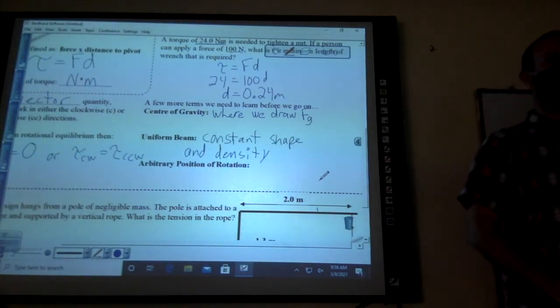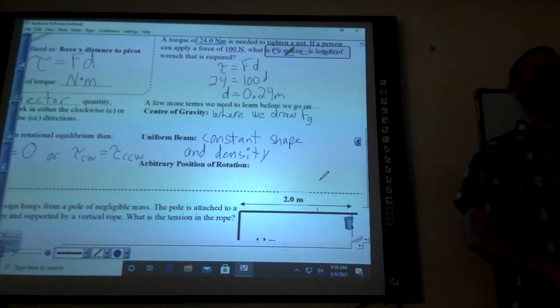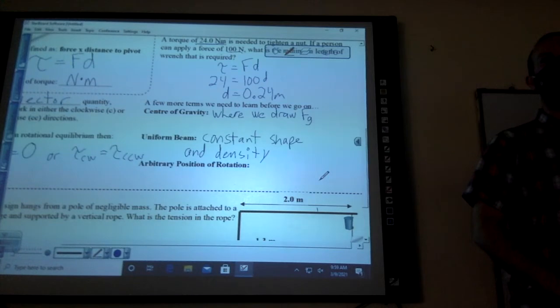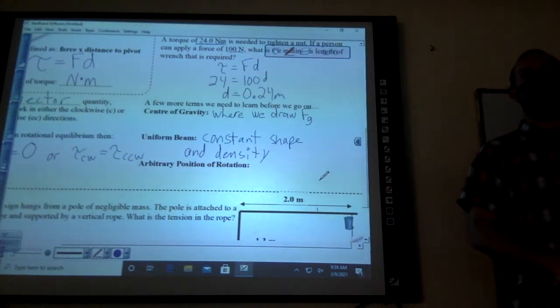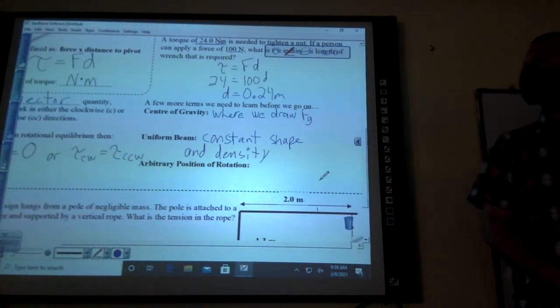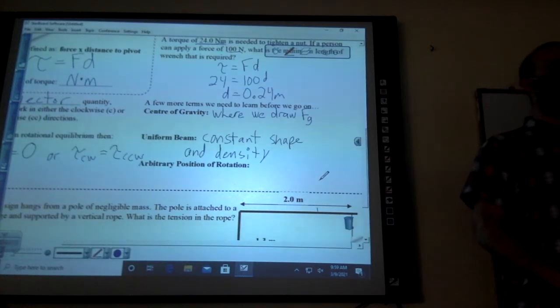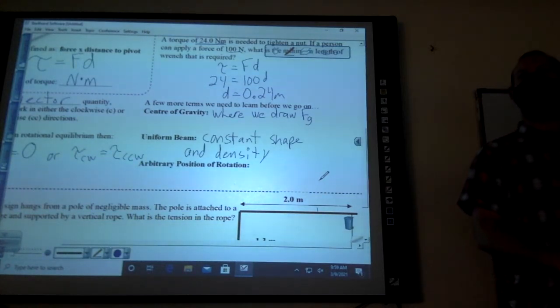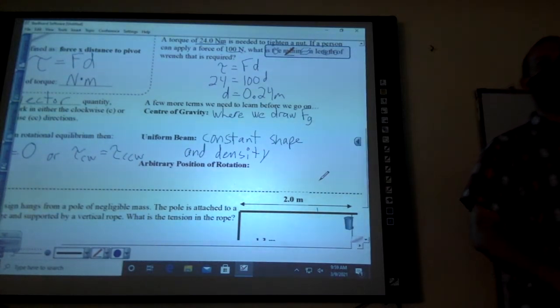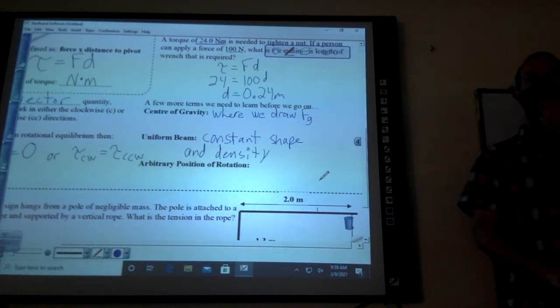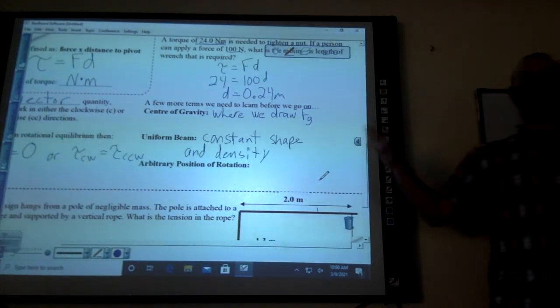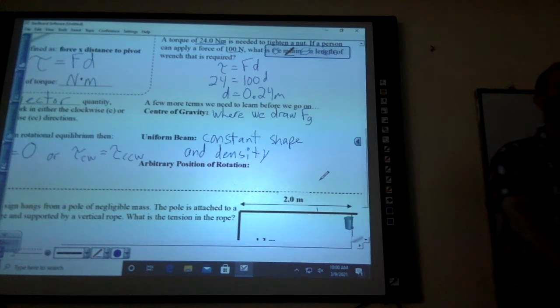So what does arbitrary mean? To do something without reason. Something else. No, that's contradictory or hypocrite. So arbitrary means it doesn't really matter.